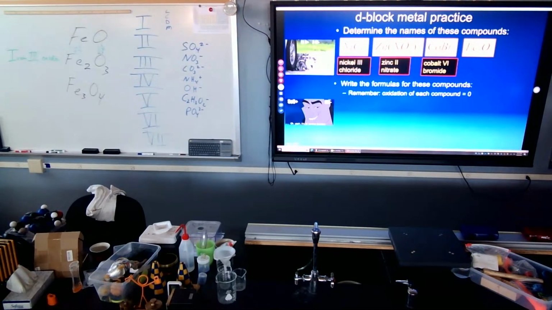What is that? Iron something. That one, that's iron. What's that one? Iron trioxide. Lowest common multiple of 2 and 3 is 6. What is that? Sodium. Sodium phosphate.